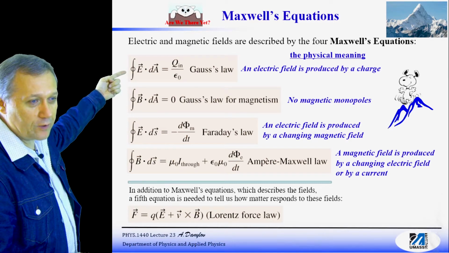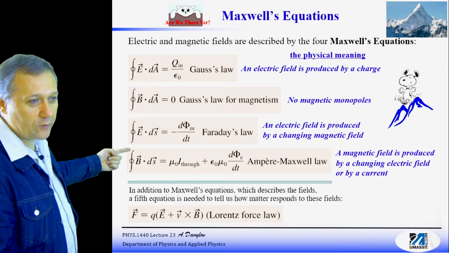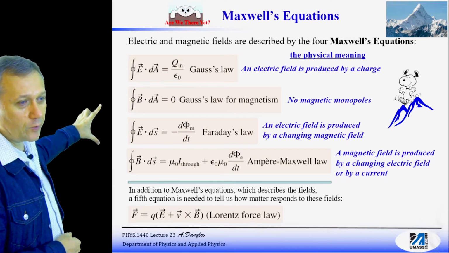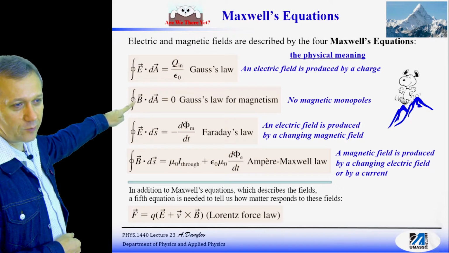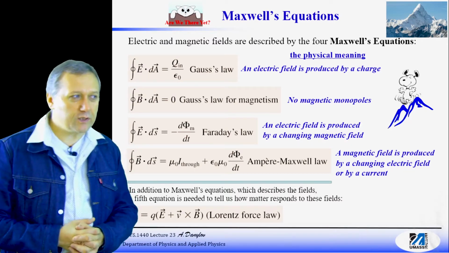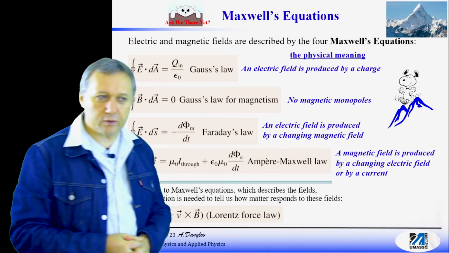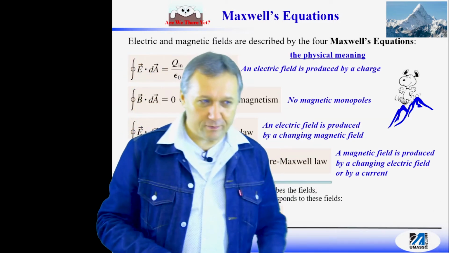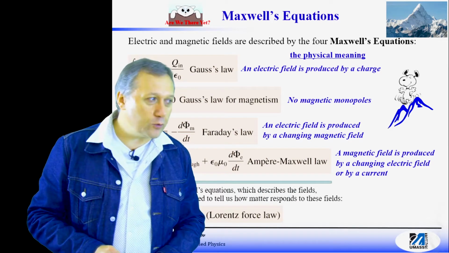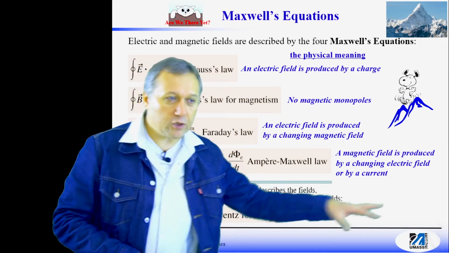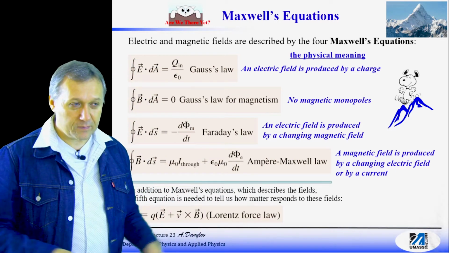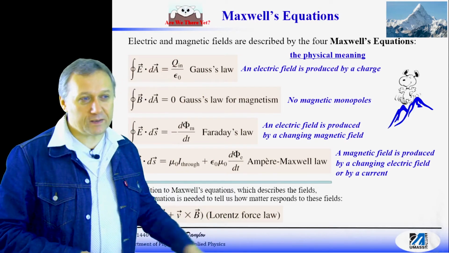You see, we have two equations for the electric field and two equations for the magnetic field. So he decided to combine these equations, for the situation when there are no charges in space and no currents in space. And so he combined them.